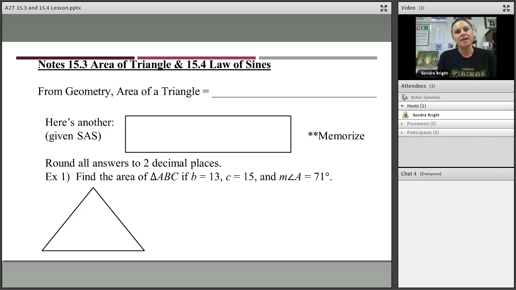law of sines. This should be review for you, hopefully, and I'm not saying you remember it from last year, but we're going to give you a reminder, but hopefully it shouldn't be difficult to understand. All right, so from geometry, you know that you learned the area of a triangle is 1/2 base times height, right?